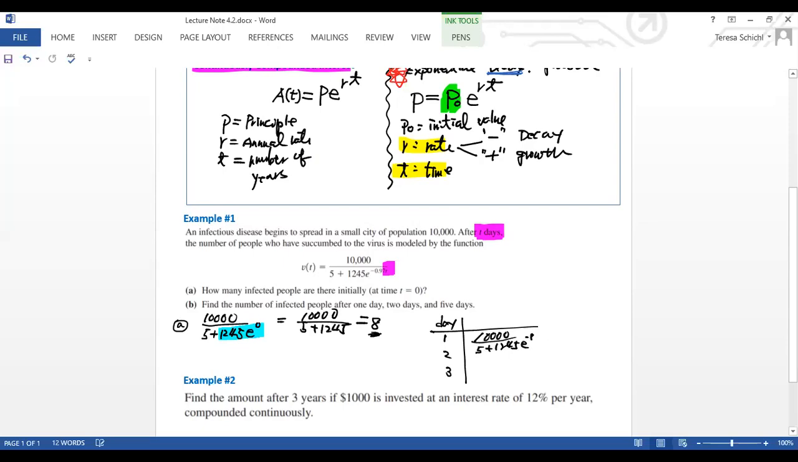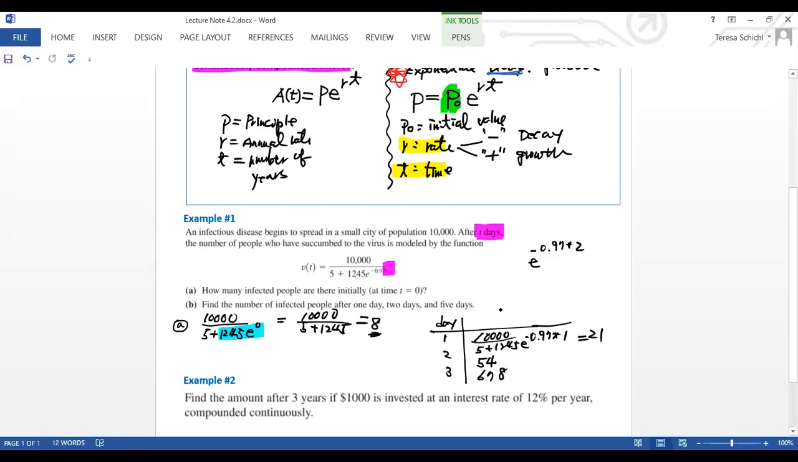negative 0.97 times 1. Then you put it into your calculator, and you will get 21. The next day you do the same thing. You put negative 0.97 times 2, and you will get 54 people infected. Then 5 days later, you put in 5, and you will get 678.